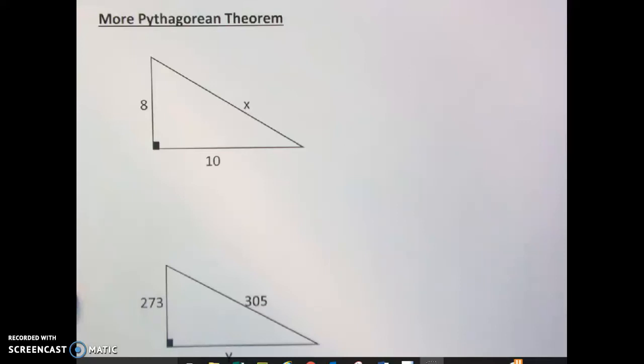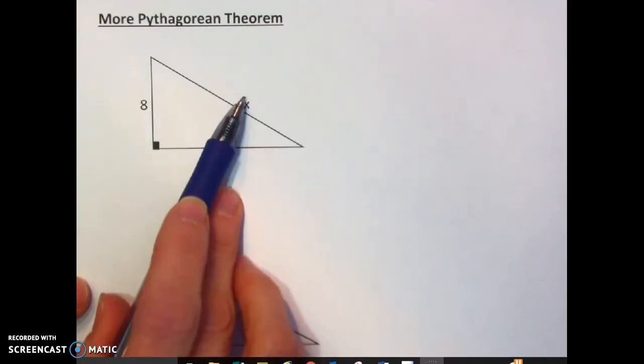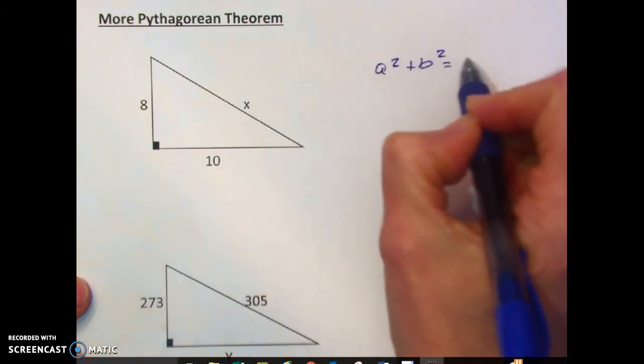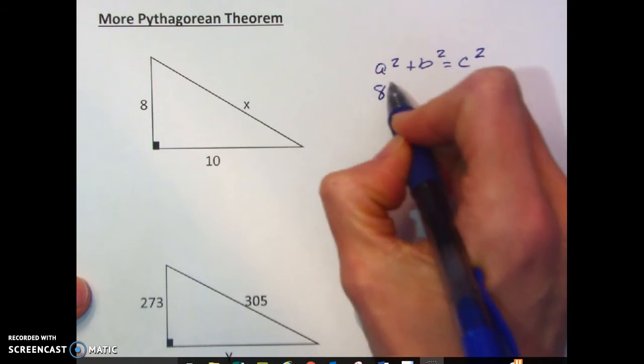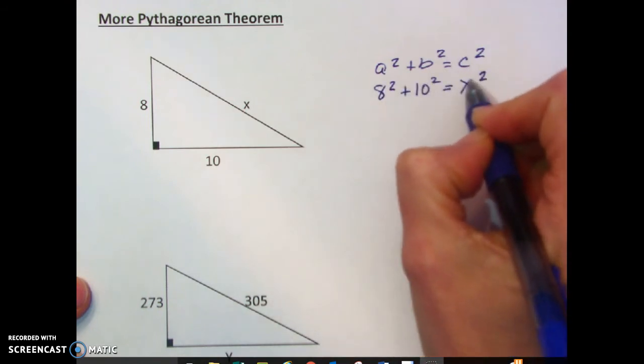All right, here's a few more Pythagorean theorem problems just to kind of review. First problem, here's the right angle. So these two are our legs. This would be our hypotenuse. So a squared plus b squared equals c squared. A and b are our 8 and our 10. Our missing side is our x.